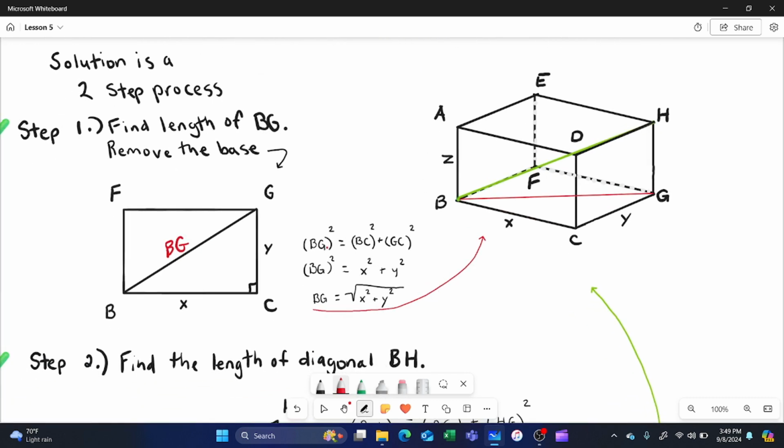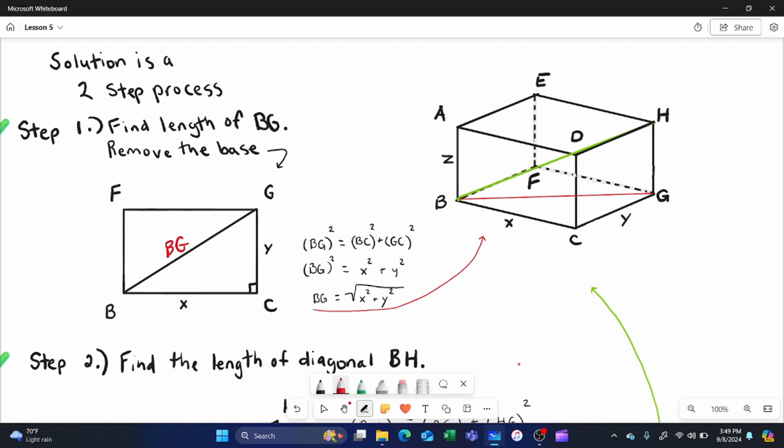You can see that BG squared is going to be equal to BC squared plus GC squared. Factor that all down, and BG is going to be equal to the square root of x squared plus y squared. Now you have found the length of BG. Now that's going to be one leg, and HG is going to be another leg for the hypotenuse of BH, which is your ultimate goal, right?